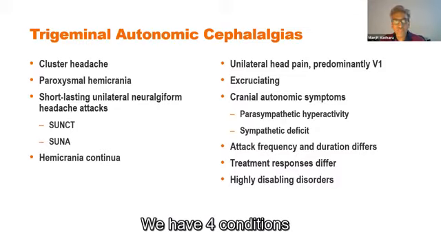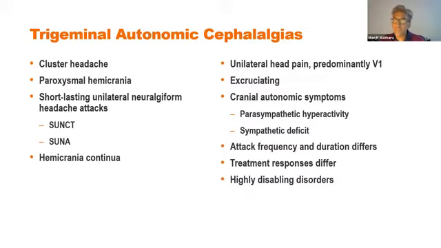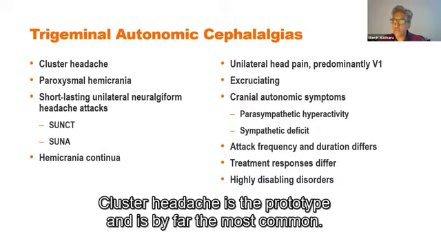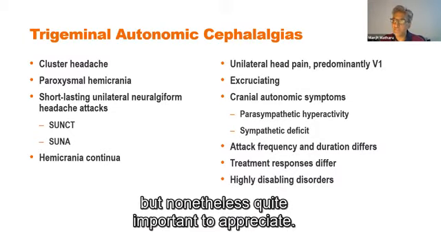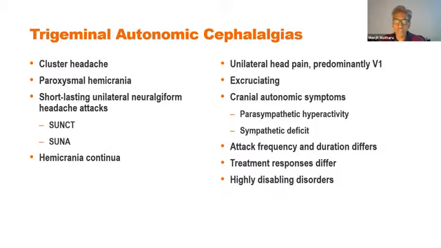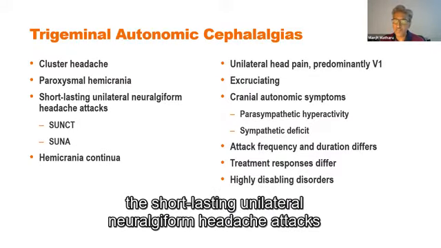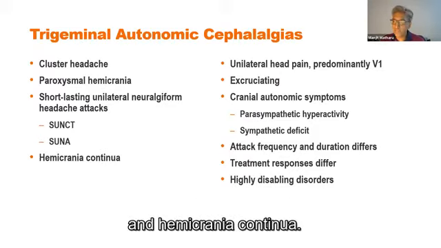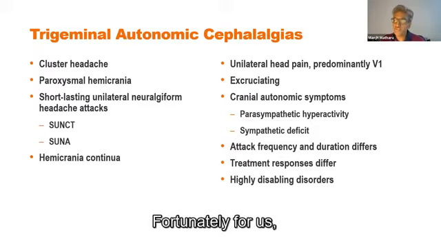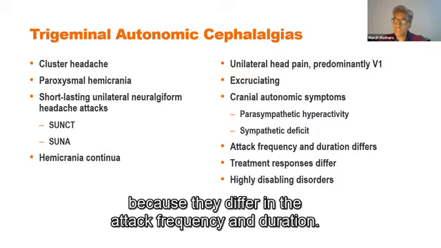We have 4 conditions that are grouped under the trigeminal autonomic cephalgias. Cluster headache is the prototype and is by far the commonest. All the others are relatively rare, but nonetheless quite important to appreciate. The others are paroxysmal hemicrania and the short-lasting unilateral neuralgiform headache attacks, which are further subdivided into SUNCT and SUNA, and hemicrania continua. Fortunately for us, we can often differentiate them because they differ in their attack frequency and duration.